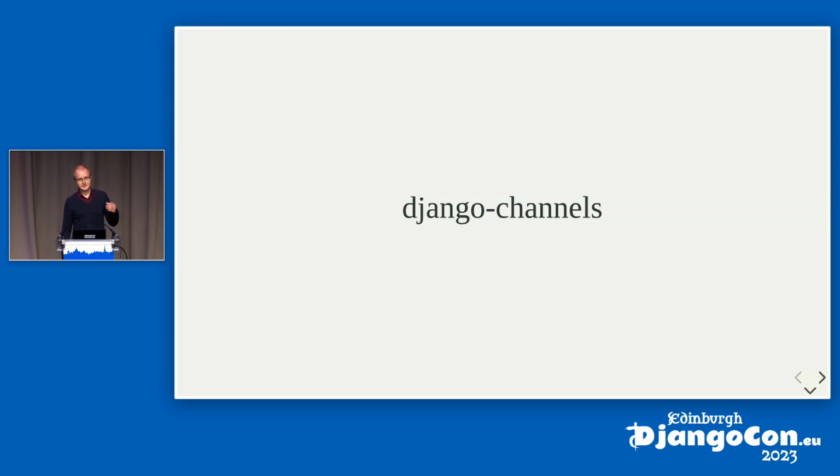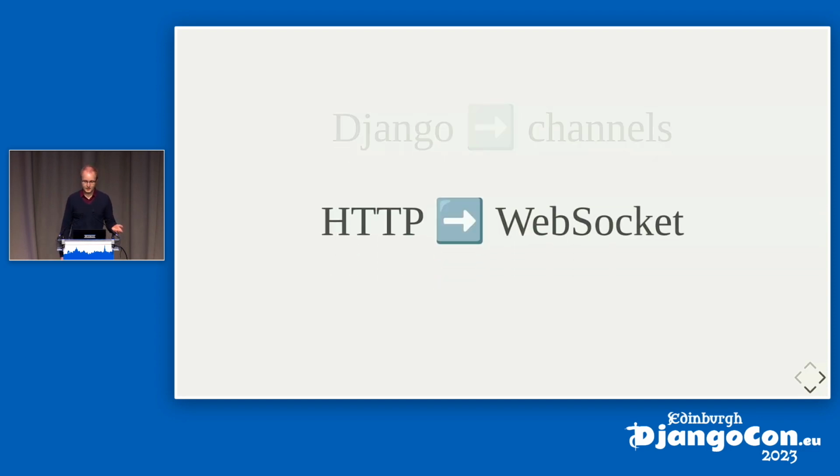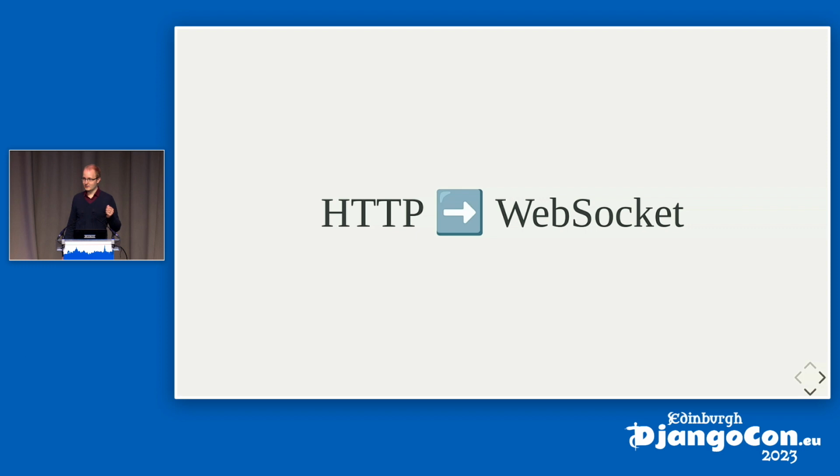Channels is the extension of Django into not only the world of asynchronous code, but mostly into the world of protocols other than HTTP. So the architecture of Channels is really similar to the one of Django itself, and I'm going to do a quick comparison of what changes if you go from pure Django to Django and Channels. As I said, it's about other protocols than HTTP, but mostly it's used for going from HTTP to WebSockets.